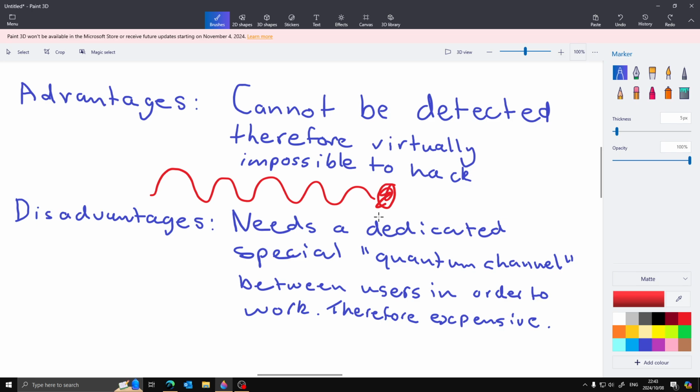So they might be able to decrypt it, but they cannot re-encrypt it with the same information and send the same wavelength out. Or it can be possible, but it's basically impossible. We just say it's possible to hack.